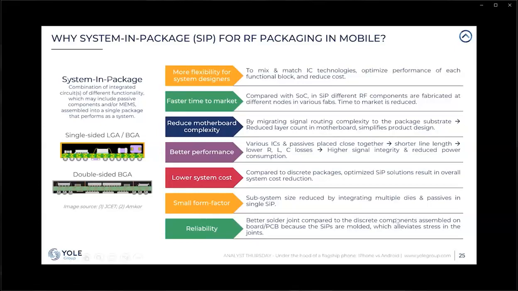Then system in package also provides a small form factor, so subsystem size is reduced by integrating multiple dies and passives in a single SiP, so we can actually save space in the smartphone PCB. And then in terms of reliability, system in package can provide better solder joint reliability compared to discrete components that are assembled in the PCB because the system in packages are molded, and this alleviates stress in the joints.